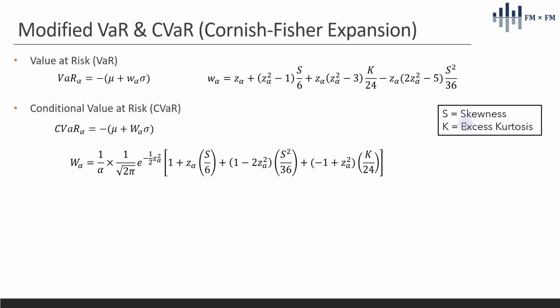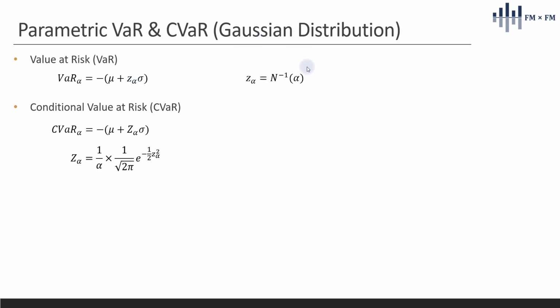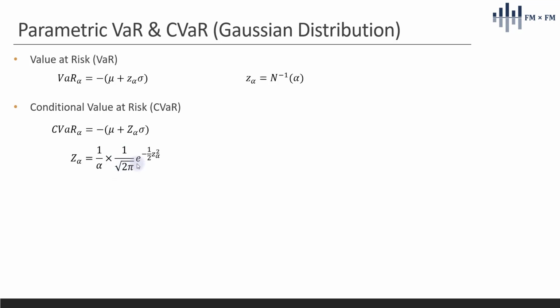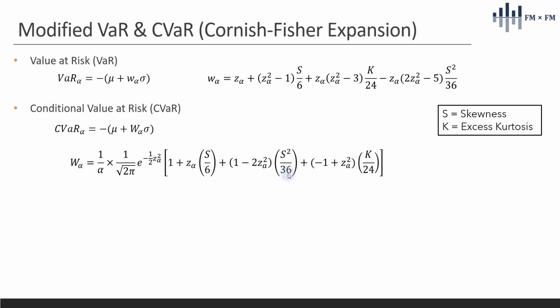If the distribution follows a normal distribution, which means the skewness is 0 and the excess kurtosis is 0, then we will just fall back to the parametric VaR that is based on the Gaussian distribution, which is based on the previous video. For conditional VaR, we will use the same basis, but the cumulant or the standard normal variable now will be based on the initial formula, which is 1 over alpha times 1 over square root of 2 pi times the exponential of negative half times the standard normal variable squared. But then we will have to scale it based on the skewness as well as on the excess kurtosis.